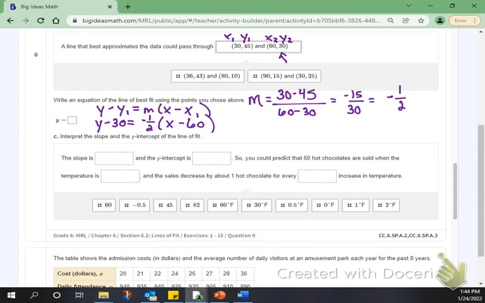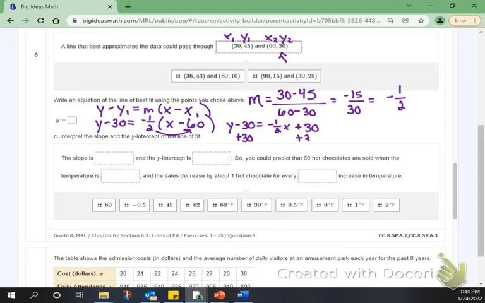I need to do that now. All right, so now I'm going to distribute negative 1/2. What's half of 60, guys? All right, spit your gum out, please. What's half of 60? 30. All right, so 2 negatives, that's going to be positive. So I have y minus 30 equals negative 1/2 x plus 30. One more step to get it in slope intercept. What's it going to be? Plus 30 on both sides.